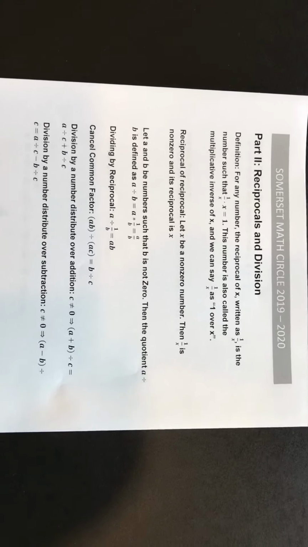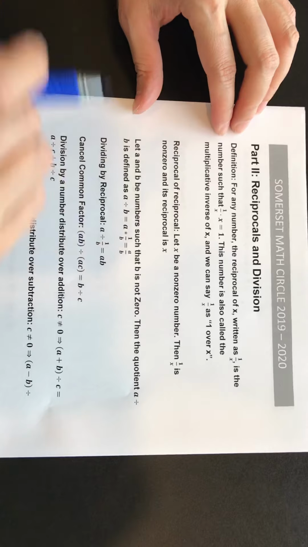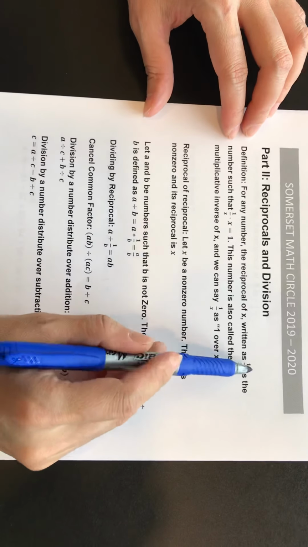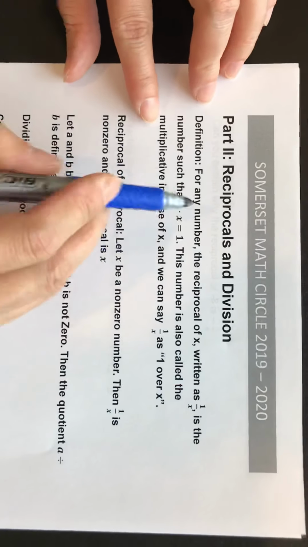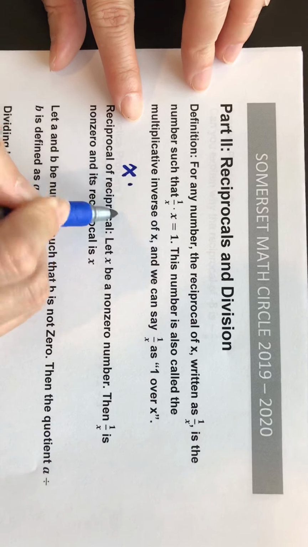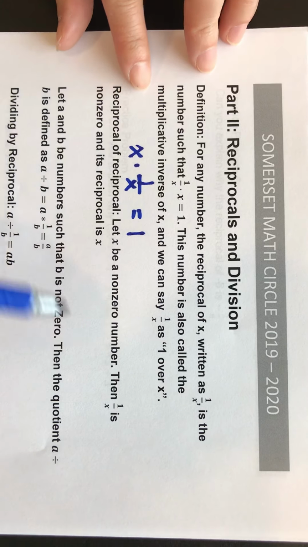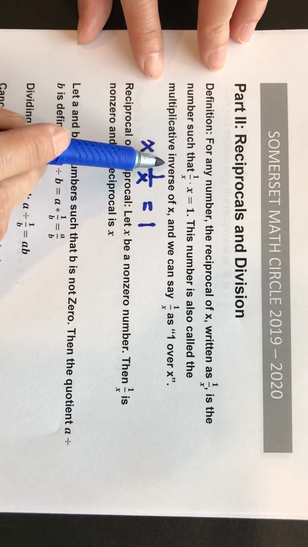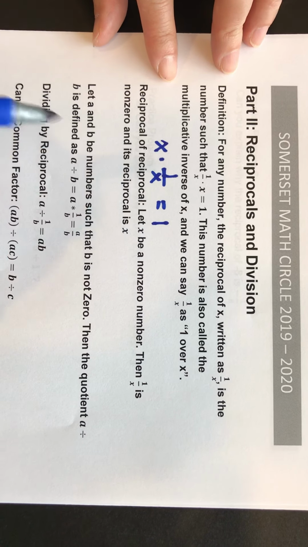Part 2, reciprocals and division. Definition for reciprocal. For any number x, the reciprocal of x is 1 over x. So any number multiplied by its reciprocal equals 1. The 1 over x is also called the multiplicative inverse of x, so that the two multiplied together give you 1.